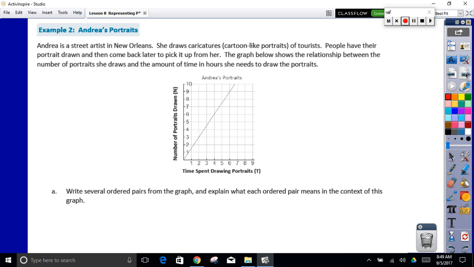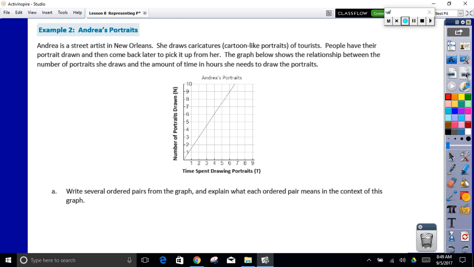That's not the way it's shown in this graph, but you could actually make the graph the other way for this problem because that would work. You could say that the time depends on how many portraits drawn. But what we're doing here is we're starting with time, and we're going to say the number of portraits drawn depends on how much time she has to draw them.